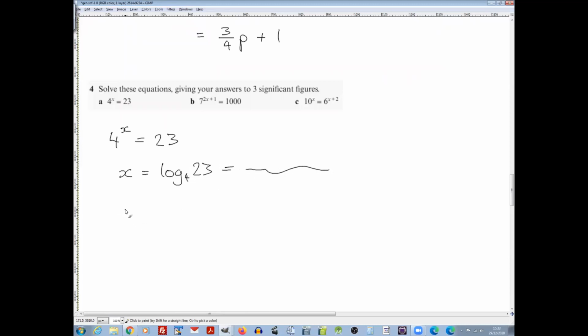Do you want me to put it in a calculator? No, not worth it, is it? Oh, part B. I mean part B. Yep. So log base 7 of 1,000. Or I would rather you were. Because what you're saying is log to base 7 of 7 to the.